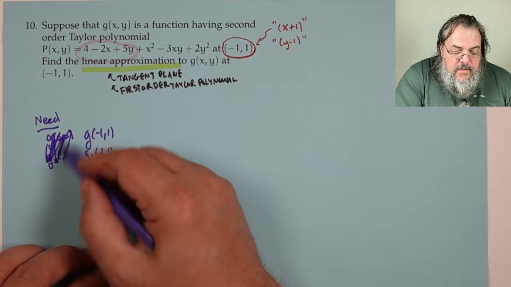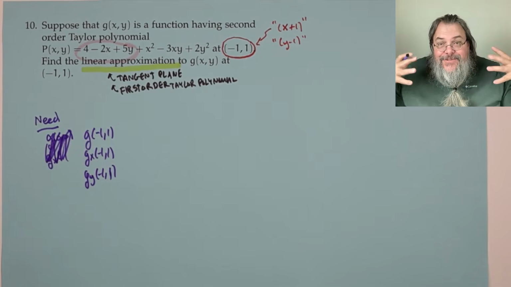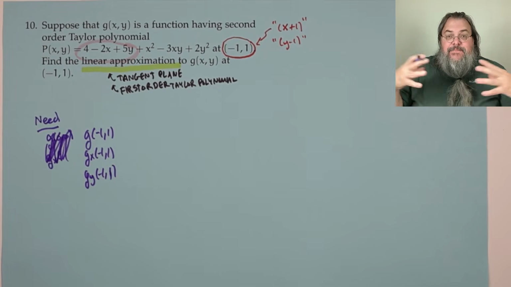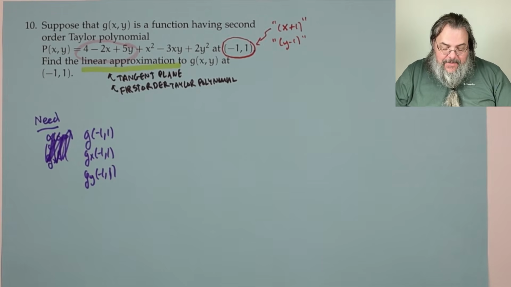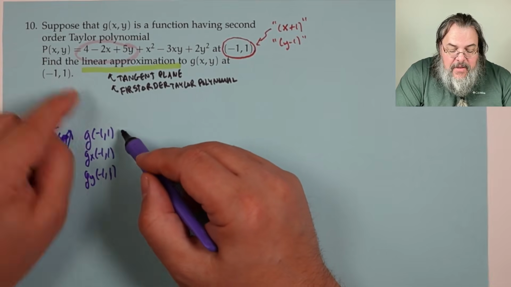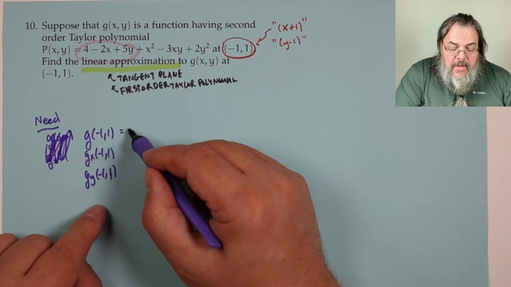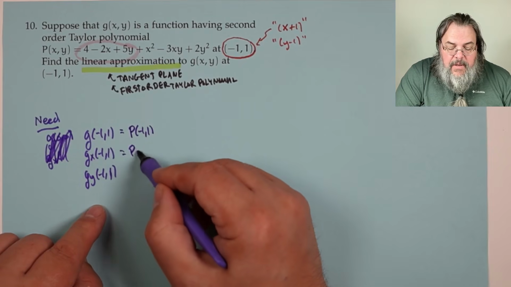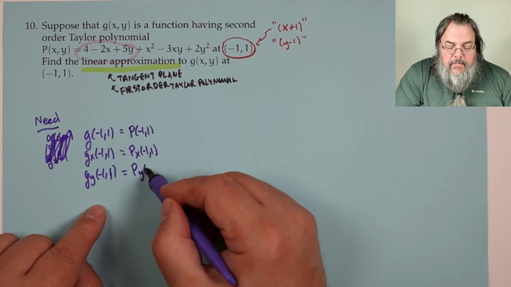And here's the good news. The Taylor polynomial has stored that information. Even though they obfuscated it by expanding, it's still there. And we don't have to think hard to find it. We just say, well, because everything has to match up through second order, it definitely has to match up through these. So this is the same as p of minus 1, 1. P sub x at minus 1, 1. And p sub y at minus 1, 1.